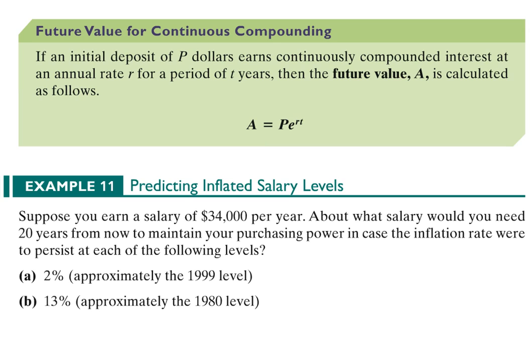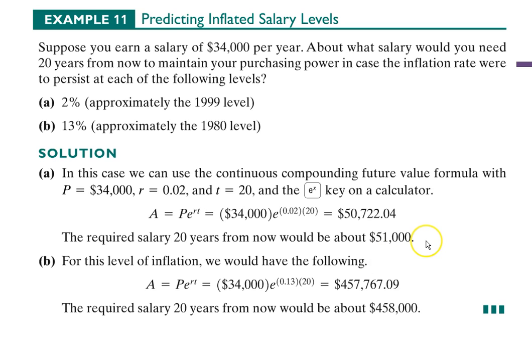And I believe this is our last one here. We're looking at future value. You earn this much at 2% and 13%. Let's just follow this. So for A, it would be over 50,000. And for B, for levels of inflation, it would be 458,000. Wow.